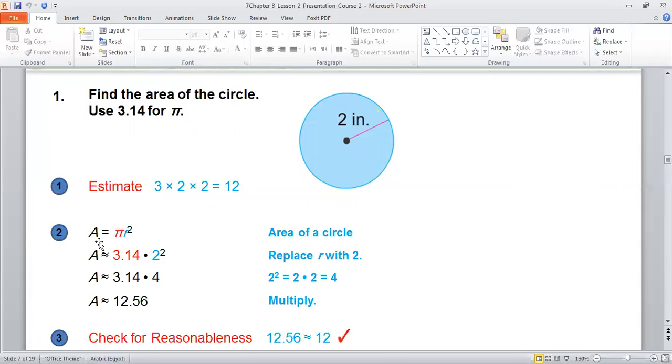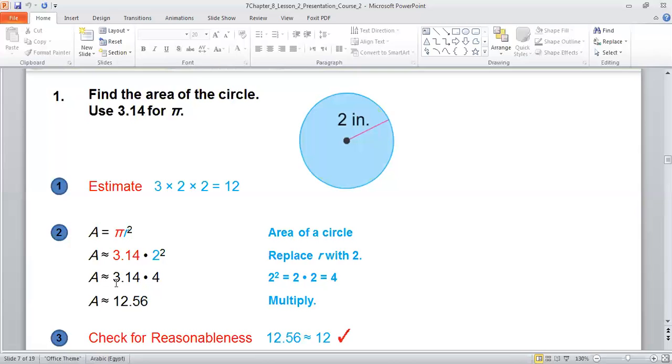So area A equals what? Pi times r squared. Again, the area of the circle is pi r squared. The power 2 here means I will multiply the number by itself, not by 2. So the area is equal to what? Look with me: 3.14 times 2 squared, because the radius is 2. So the area equals 3.14 times 2 squared, which means times 4.